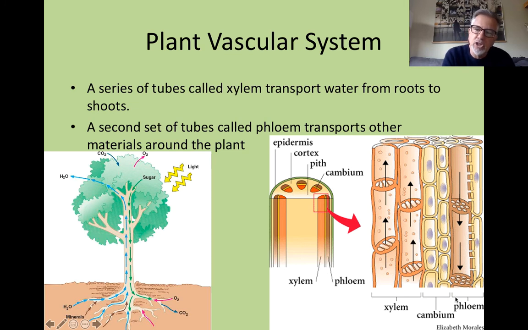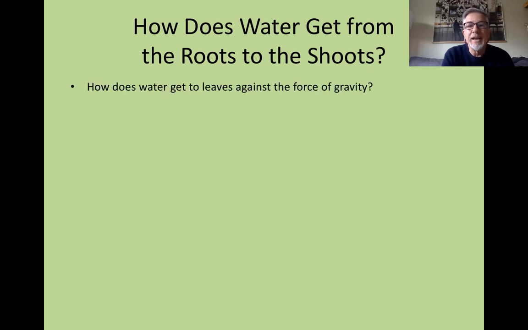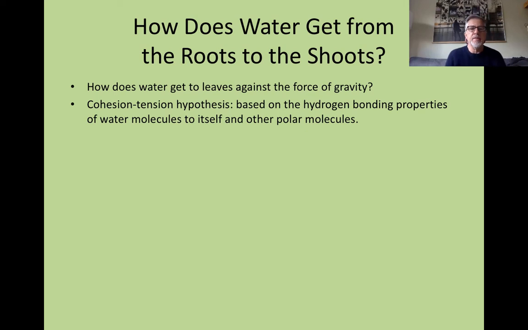Now it turns out in the spring when trees are just leafing out, the phloem briefly flows upward for a while, transporting materials, particularly nutrients and sugar, to the growing leaves. So how does water get from the roots to the shoots? Against the force of gravity, because gravity is tending to hold it down. And the answer to this is the cohesion tension hypothesis.